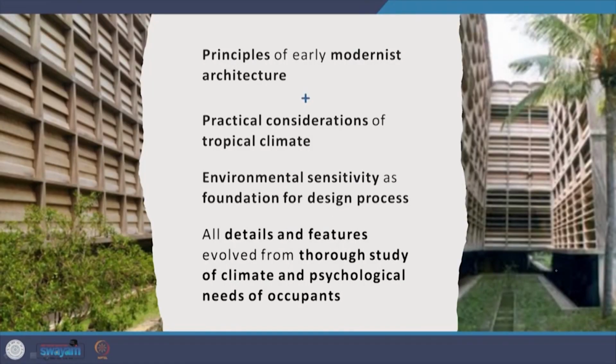But here it is: principles of early modernist architecture, practical considerations of tropical climate, environmental sensitivity as a foundation for the design process in Golconda, and all details and features have evolved from the thorough study of climate and the psychological need of the occupants. This is really looking much ahead into a truly modern approach to building design.